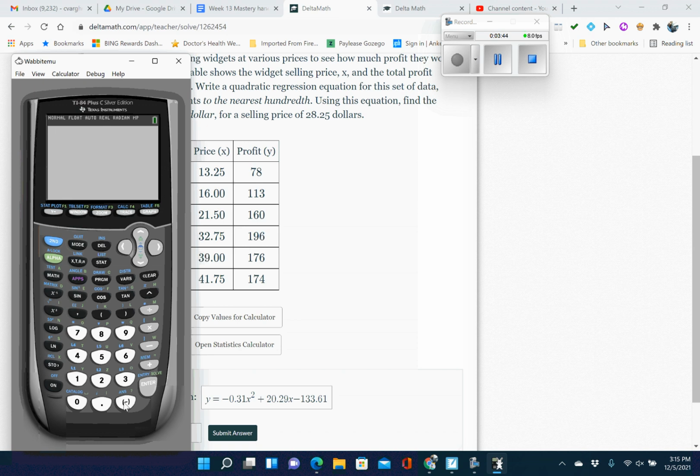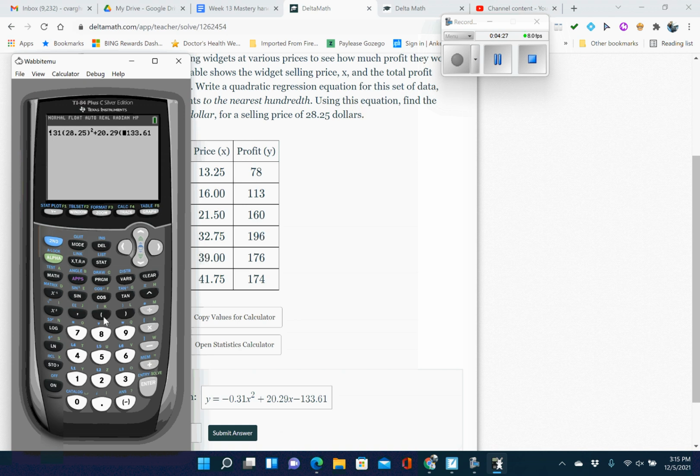So you're going to go negative 0.31. Instead of my x, I'm going to be putting in this number right here, 28.25. So 28.25. I'm going to close it. I'm going to square it because it's x squared. Then I have a plus. So plus 20.29x. And then here I have minus 133.61. Okay. Oh, so now instead of the x, this is what I didn't do, right? I didn't put the 28.25, so don't make my mistake.